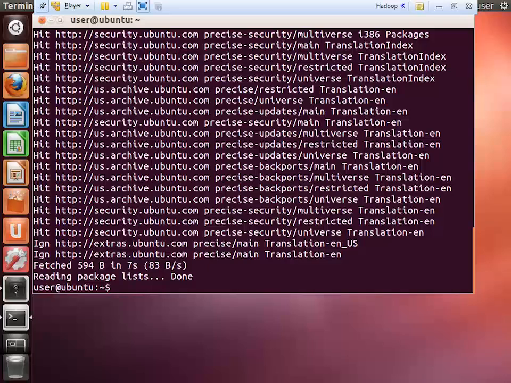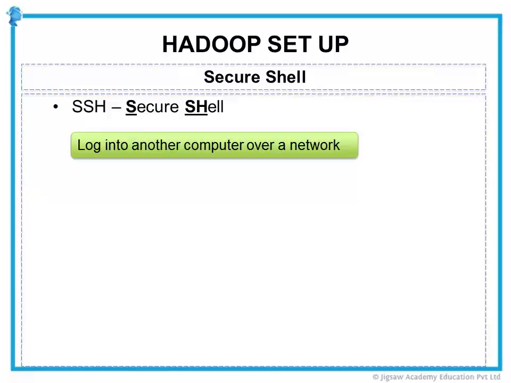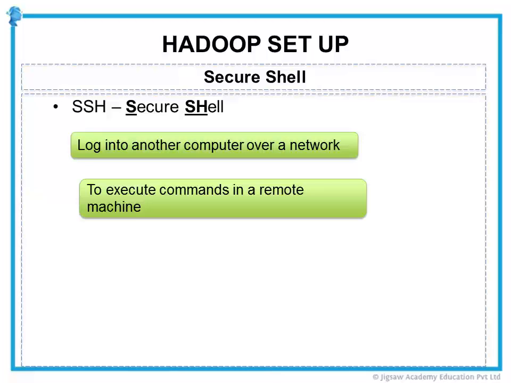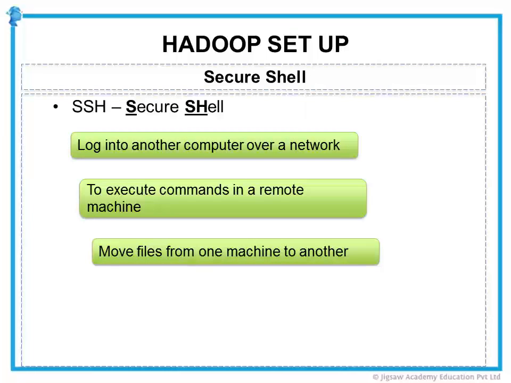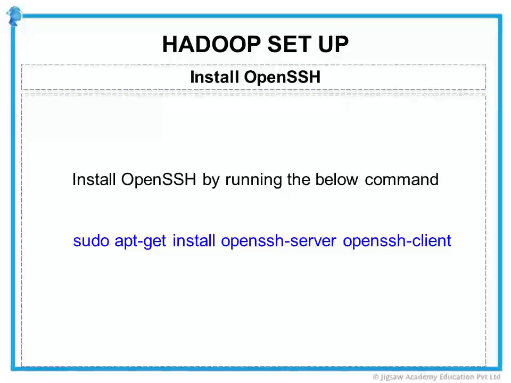Okay, once this is done, next we need to set up SSH. SSH stands for Secure Shell, and it is basically a program to log into another computer over a network, to execute commands in a remote machine, and also to move files from one machine to another. It provides strong authentication and secure communications over insecure channels. So now we will install OpenSSH by typing the below command.